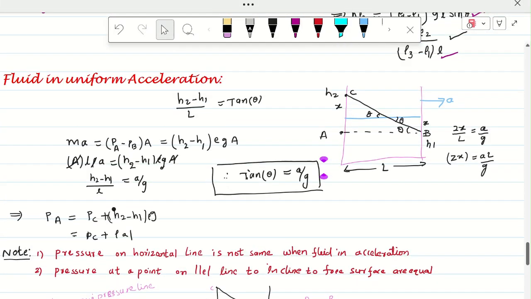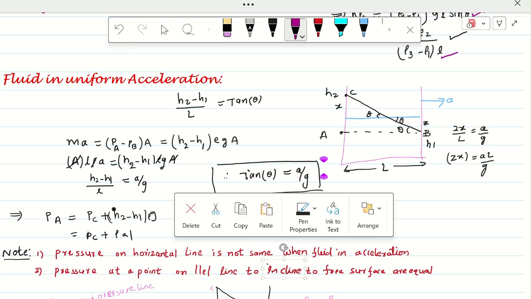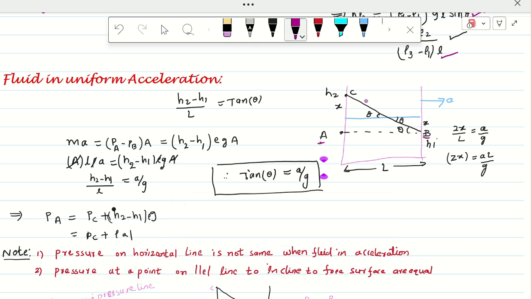Now coming to fluid in uniform acceleration motion, meaning an accelerating fluid. The vessel is accelerating. So when the vessel is accelerating, the fluid rises on the opposite side. How much height is rising, that much height is depressed also. So here I have taken points A, B, C. Three points I have taken here.